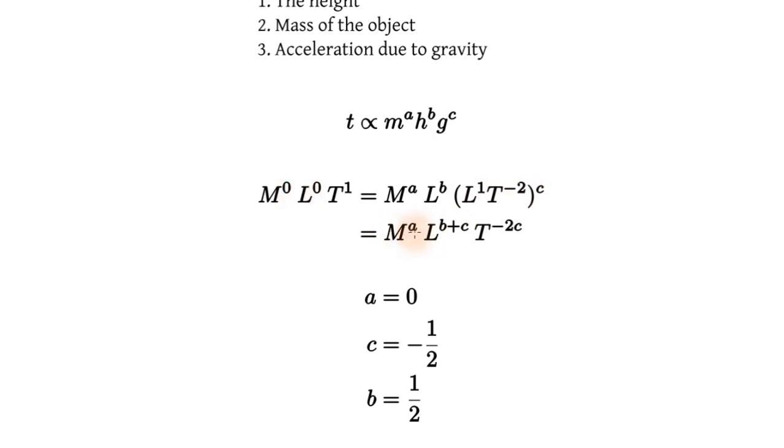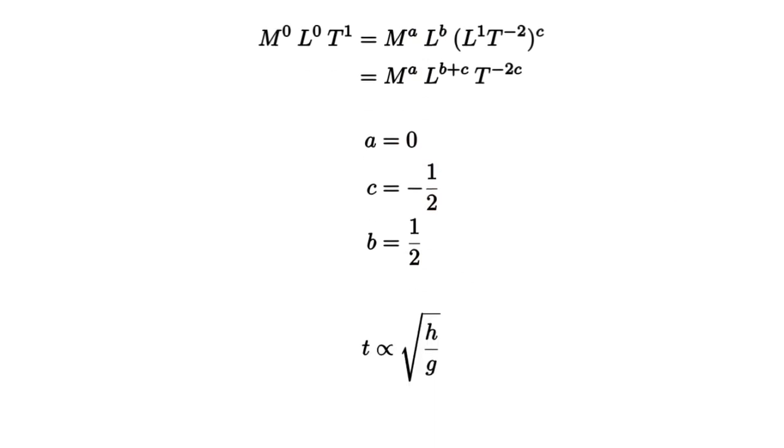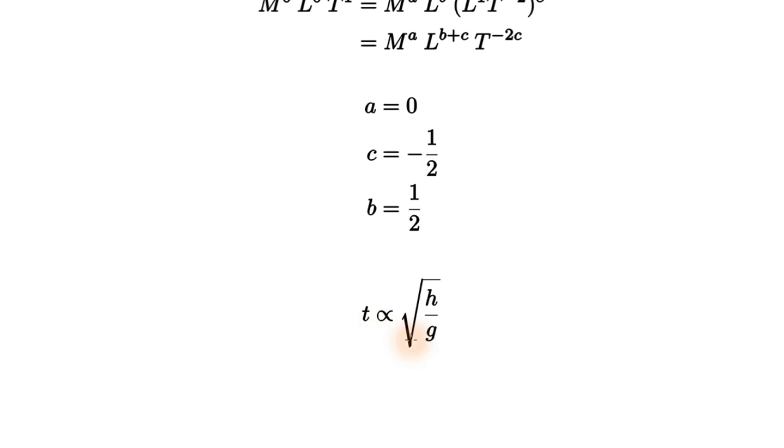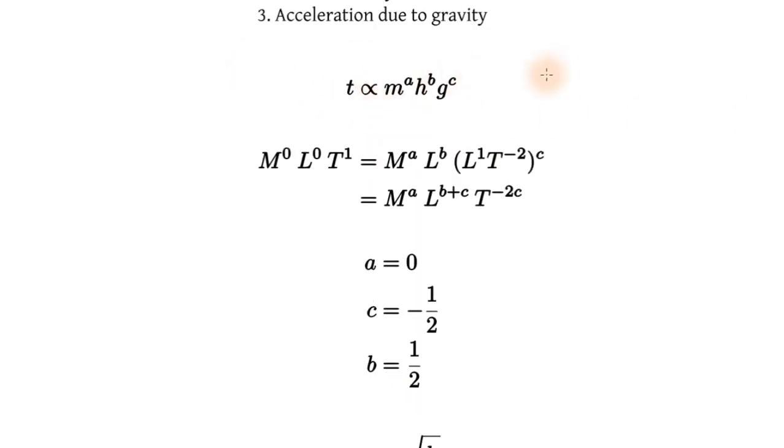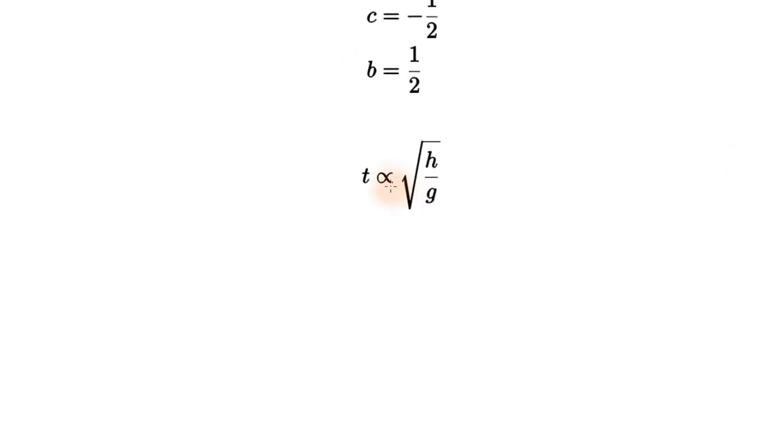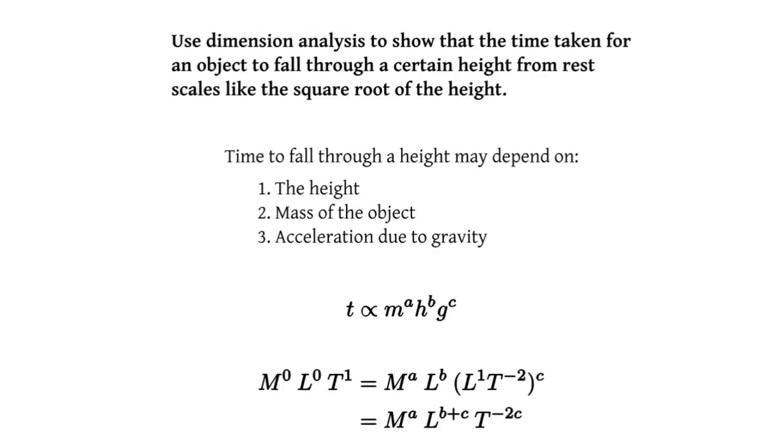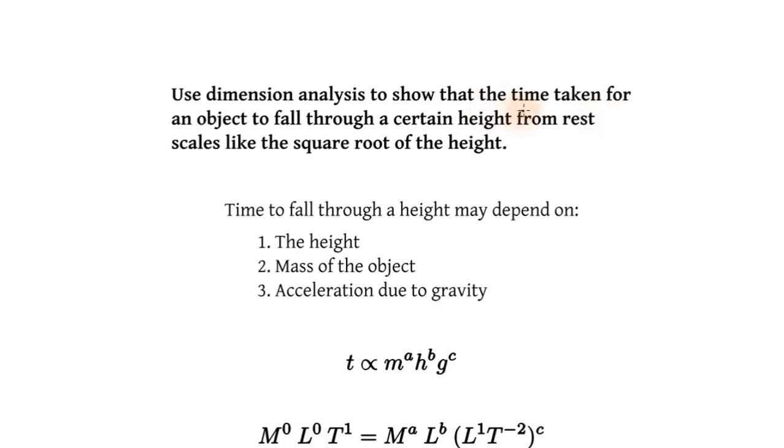By comparing the powers of the corresponding dimensions, we get the values of a, b and c as 0, minus half and half respectively. And so T, by substituting these values in the proportionality relation here, we get T is proportional to square root of h by g, which is the answer we are after, right? We have shown that the time taken scales like the square root of the height.